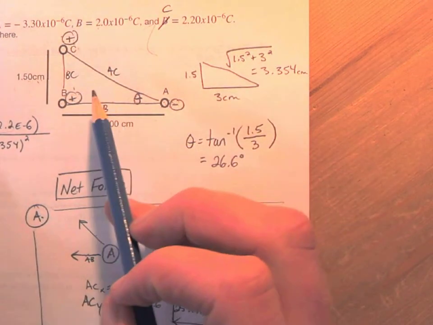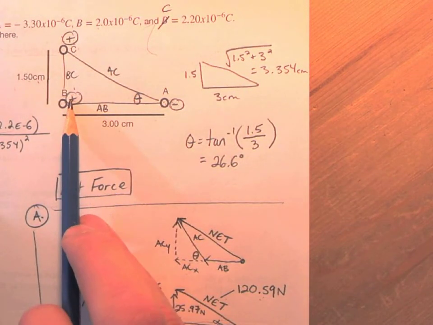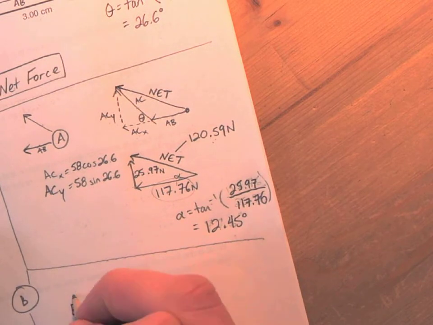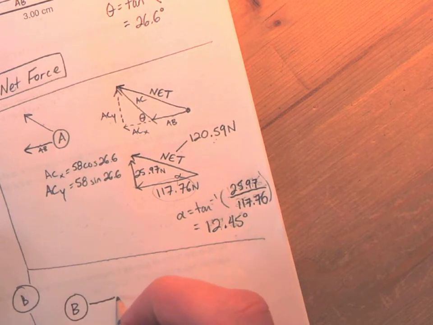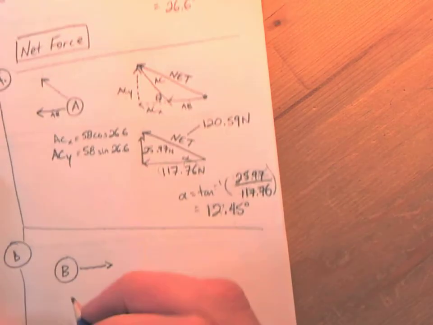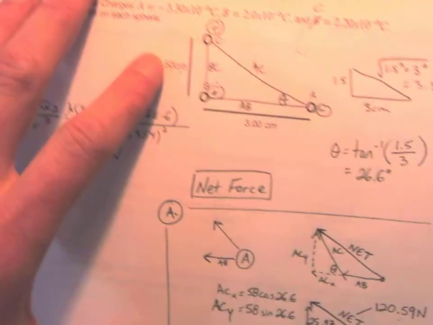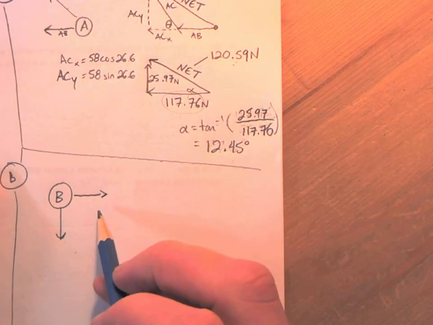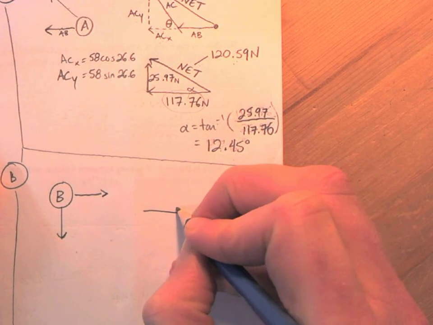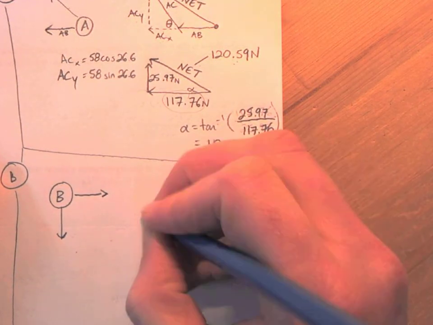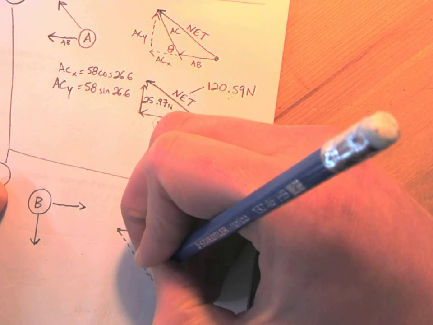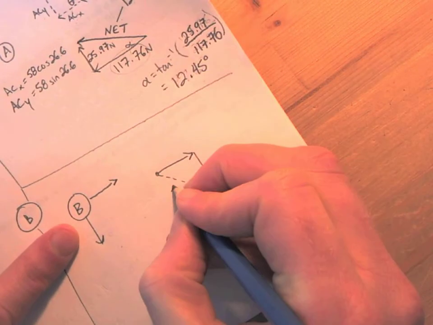So B here is going to be acted on by A and C. B is going to be acted sideways. It's going to want to be attracted to A, and it's going to be repelled by C, so it's going to be down by C. Then if we want to know the net force, we have to add the vectors. It's going to be tip to tail, so there and then there. This is our starting point, this is our ending point. So we're going to draw our net or result vector there.